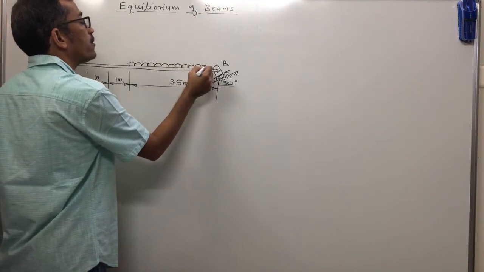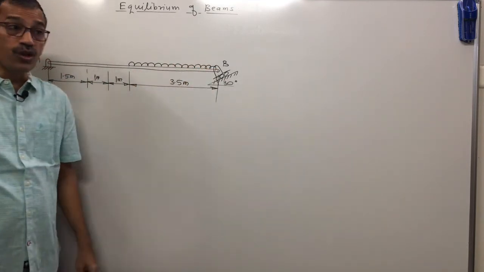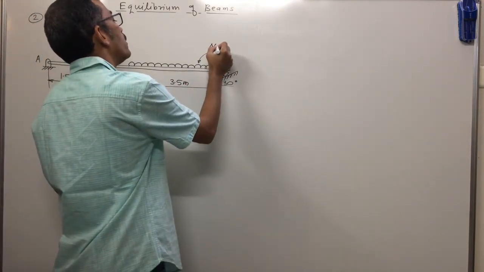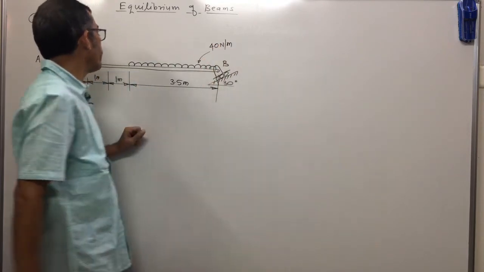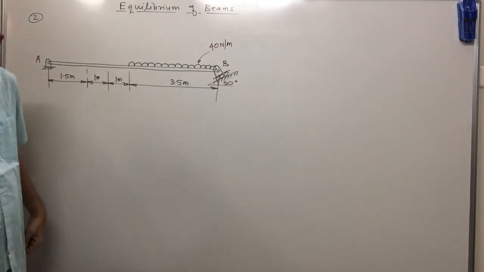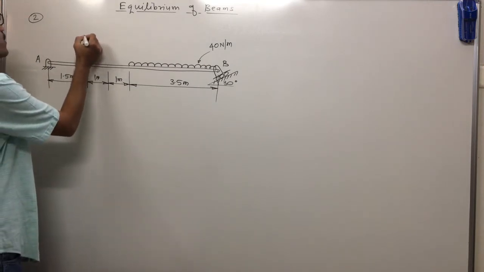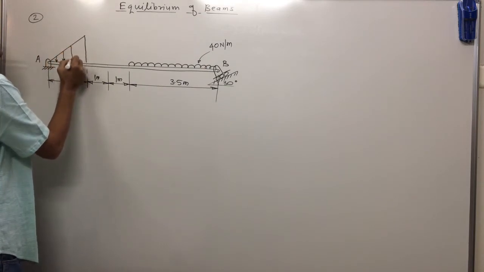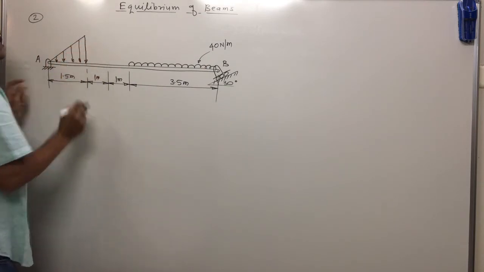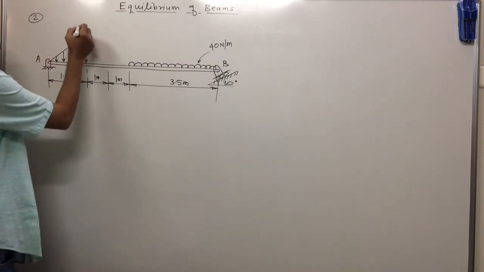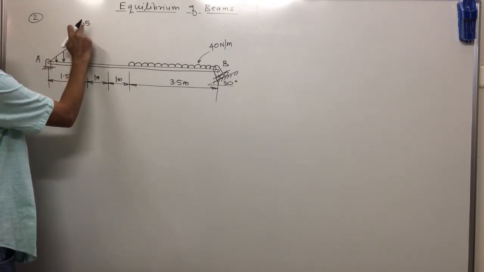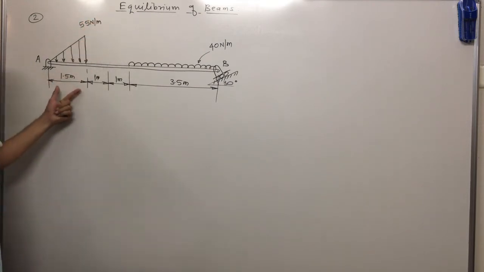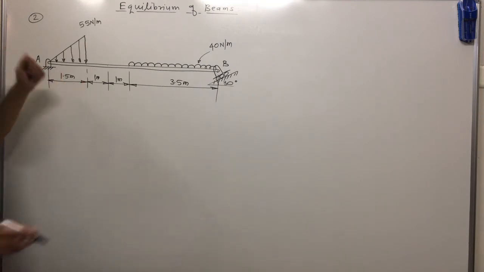In this 3.5 meter, what is given? There is one load, which type of load? Uniformly distributed load, and the magnitude of this load is 40 Newton per meter. Okay, some more loads are given here. In 1.5 meter, what is given? The load is something like this. When such a load is given, this is called a uniformly varying load, and this magnitude is 55 Newton per meter, acting over a distance of 1.5 meter.